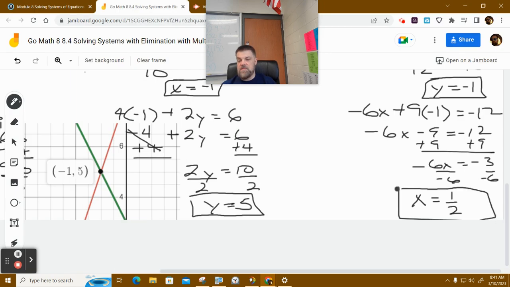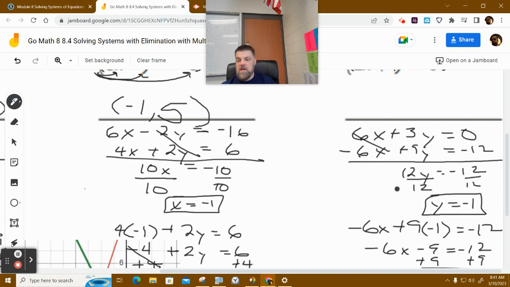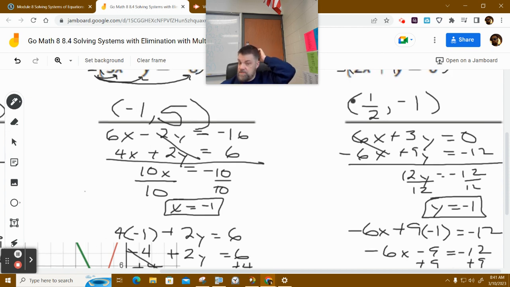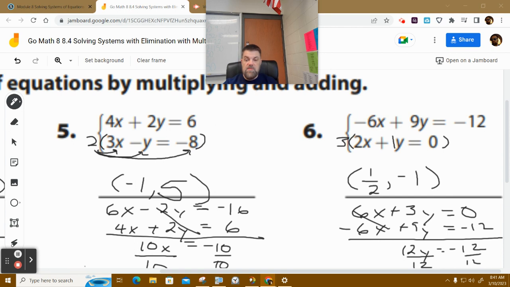How do I verify it? Desmos. So we think that the answer is 1/2 comma negative 1. You could just plug it into the equation and see what you get too, but I like to graph them. So I'm going to just plug this into Desmos over here. I'm going to say negative 6x plus 9y equals, I'm plugging in this first equation. Then I'm plugging in the second equation, the original one, 2x plus y equals 0.